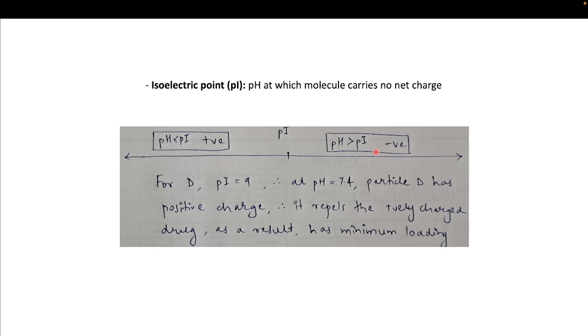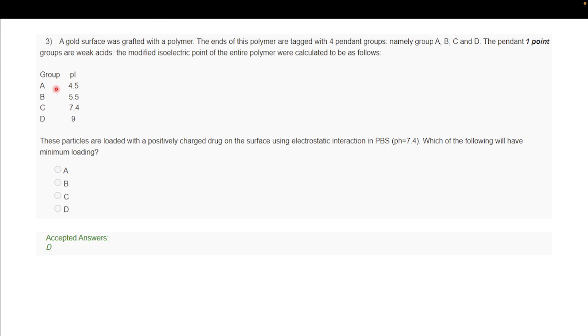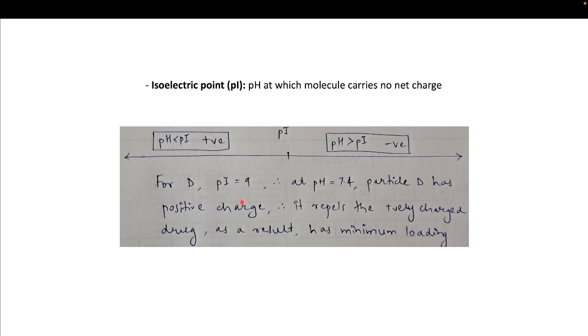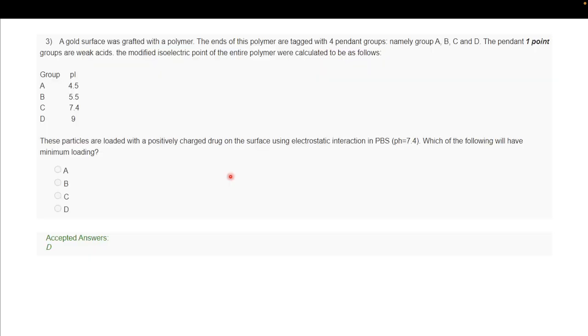Now here we want to see which of our molecules is going to have positive charge at that particular pH. So if you see the isoelectric points of all A, B, C, D, only the D molecule has an isoelectric point of 9. So at this pH of 7.4, your molecule D will have a positive charge. Is this making sense? Because your pH is less than the isoelectric point of this molecule. As a result, it will have a positive charge, and because this positive charge will then repel the positively charged drug, there will be very less loading on this particular particle. Am I going too fast, or are there any doubts in this? Is this clear?